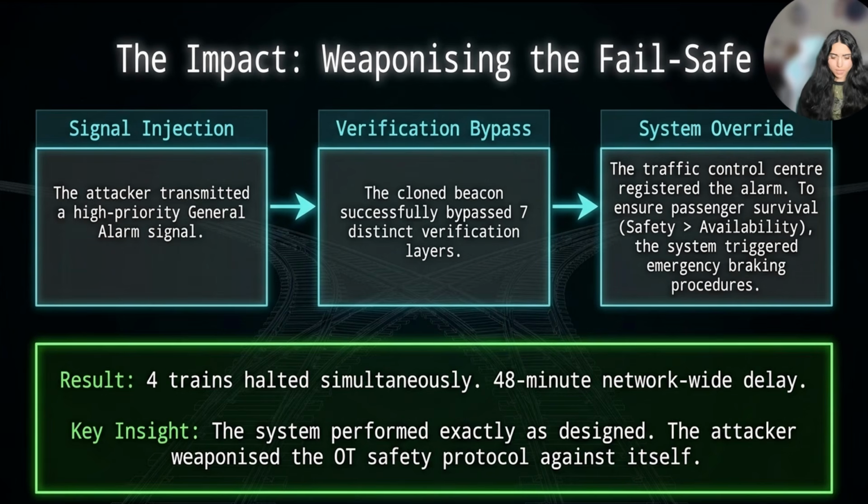This incident happened last month in May of 2026, and the impact was four trains stopped at the same time, and there was a 48 minute network-wide delay. It performed exactly as it was designed, and the only thing was the attacker weaponized the OT safety protocol against itself. So now they know how it works. Now imagine if the same thing happens in hospitals. People's lives are on the line.